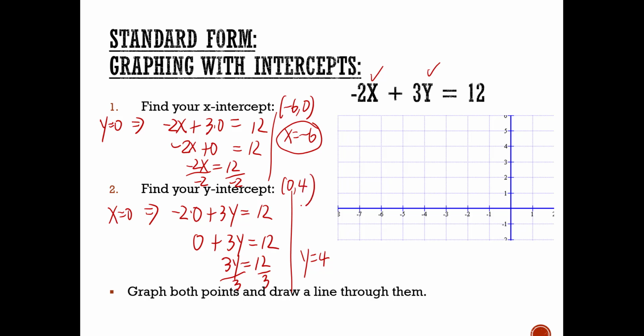And once we have both intercepts, the x-intercept is located on the x-axis, right here. The y-intercept is located on the y-axis, so you can just connect them, right? Mark those 2 points, connect them, and we get a line.